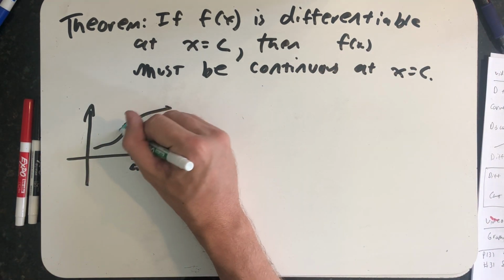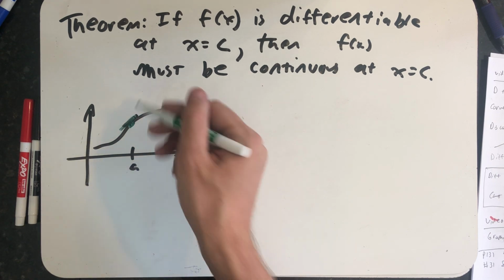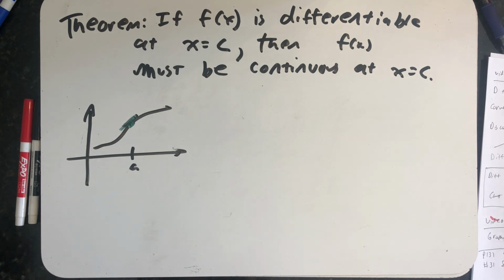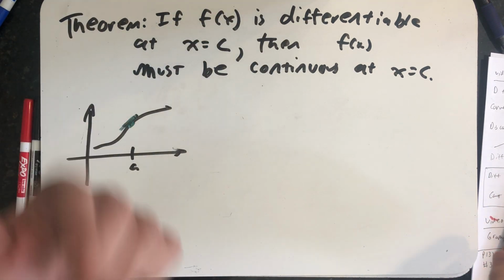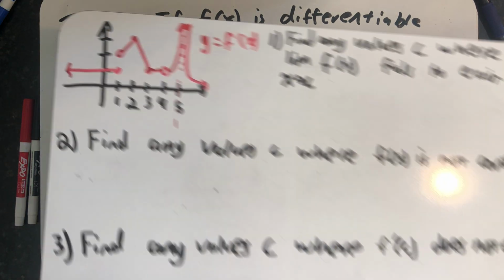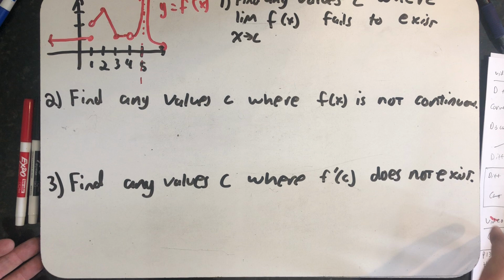That, if the slope of my tangent line is going to equal a number, then at that point in the graph, there can't be a hop, skip, break, or jump. Differentiability implies continuity. So, the example I wanted to do.